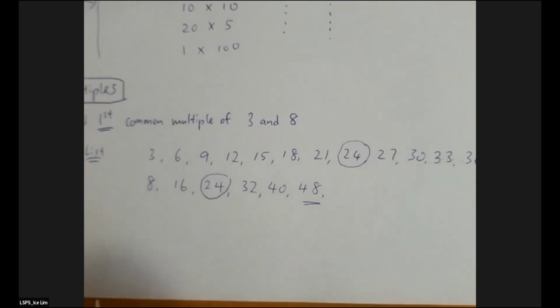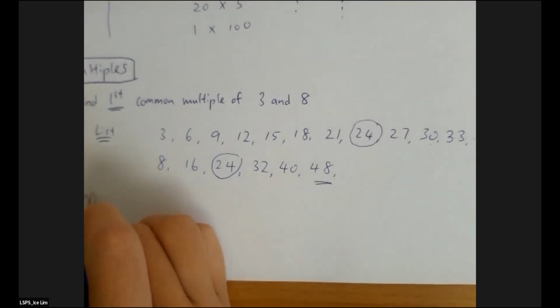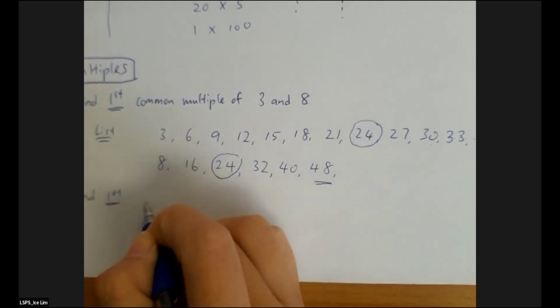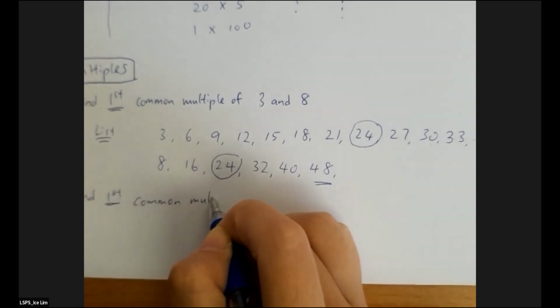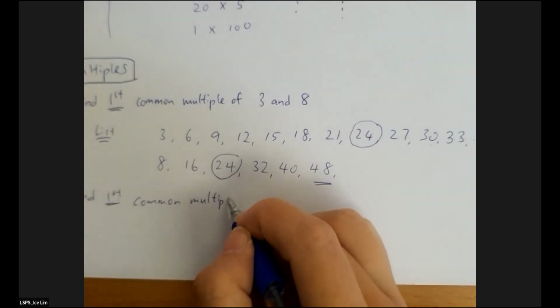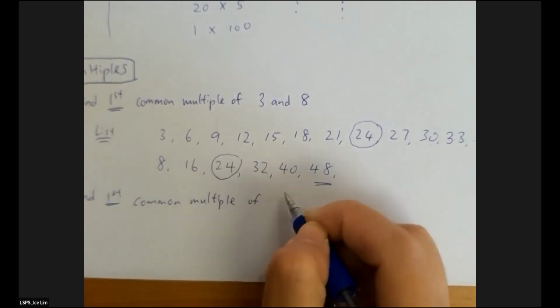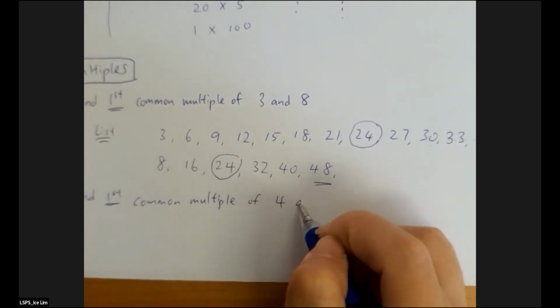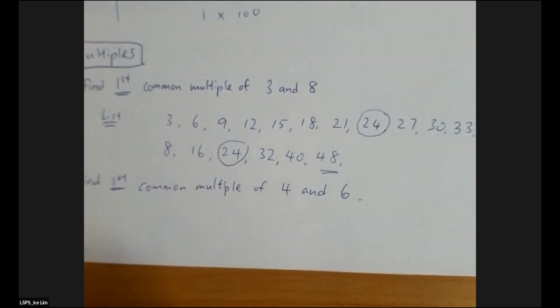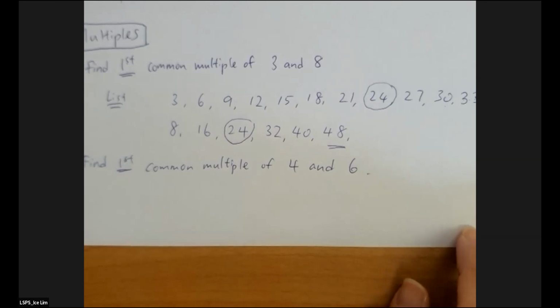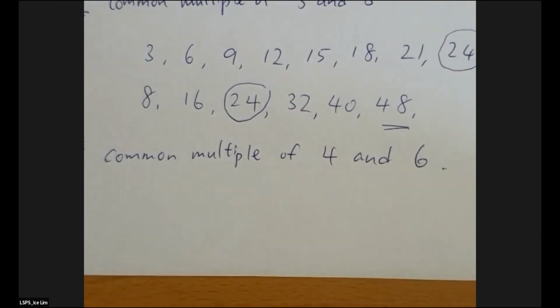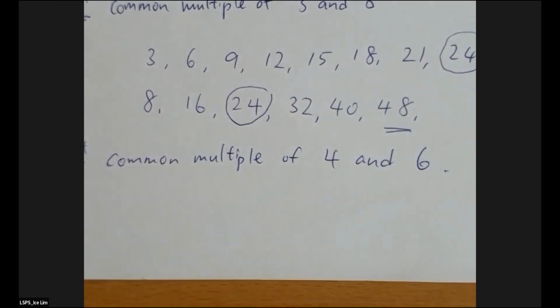Okay. Now, let's practice another one. Again, let's find just the first one. No need to bother about any other common multiples. Let's find the first common multiple of 4 and 6. The first common multiple. I heard some say 24. I hear some say 32. Some are so quick to say 12.